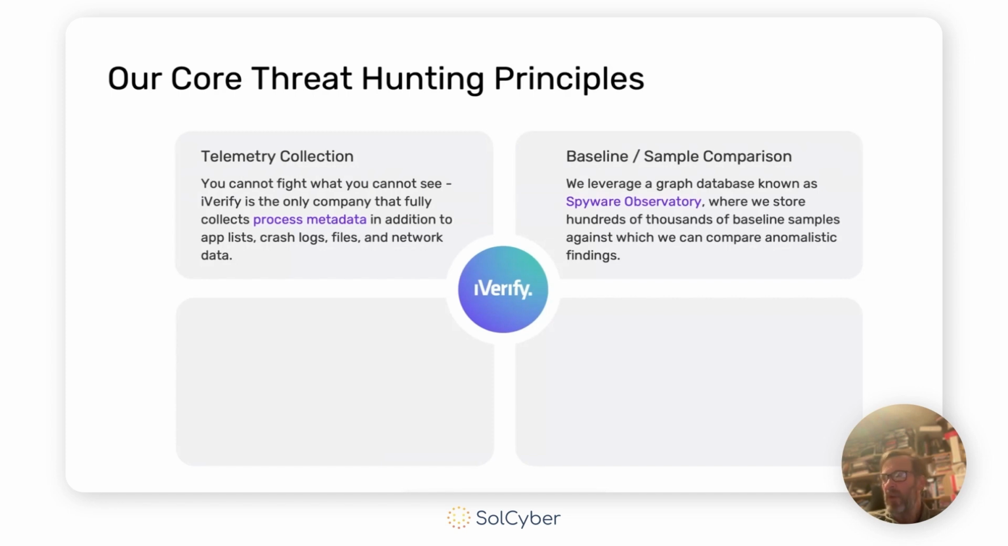We also know that a lot of files that these mercenary spyware vendors use, they call themselves the same name as common Apple processes. So that means that they try and hide in plain sight. But because we can see the process metadata, they can no longer hide from us.